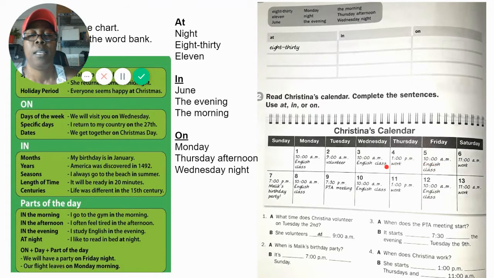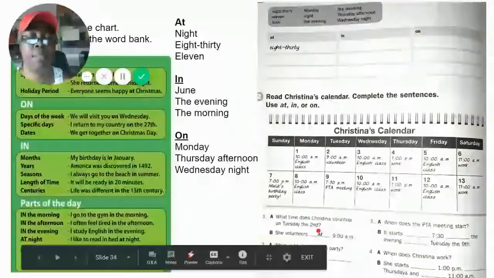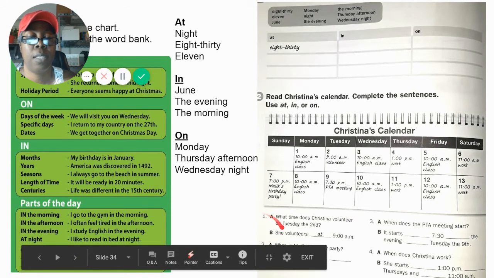Okay, so let's read the questions and let's answer the questions. First question, what time does Christina volunteer on Tuesday the 2nd? She volunteers at 9 a.m. 9 a.m. is a specific time, so we say at. Okay, number 2.